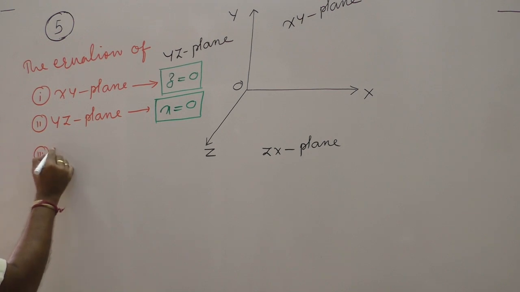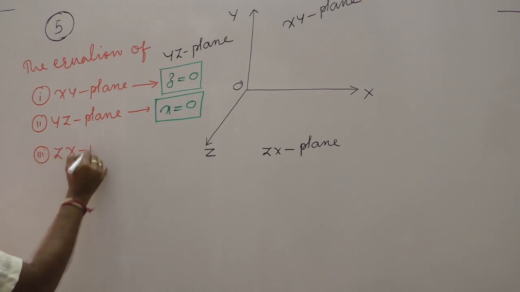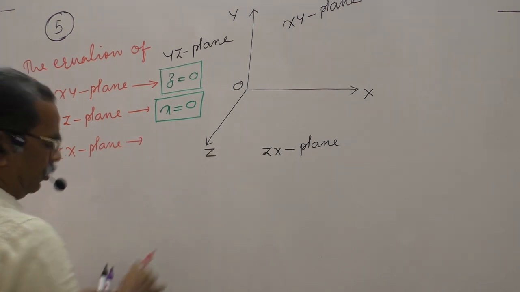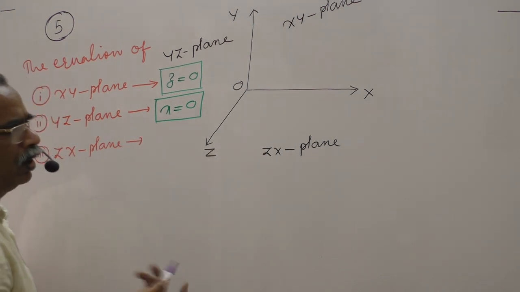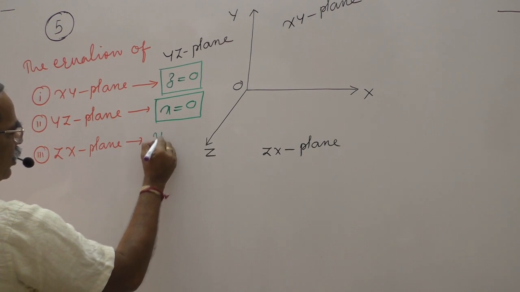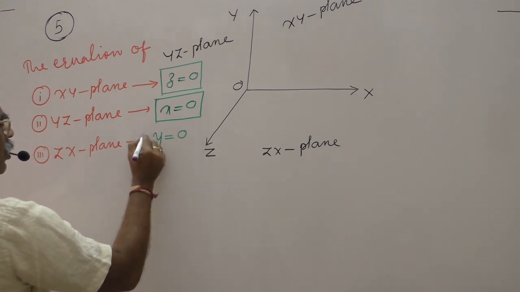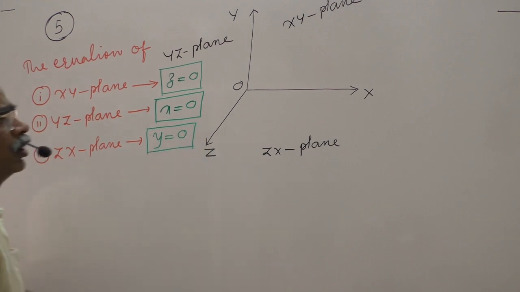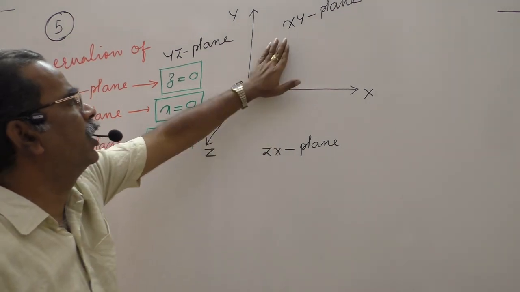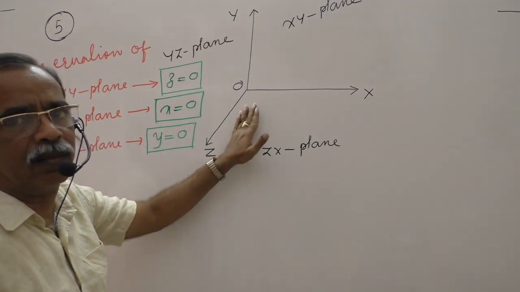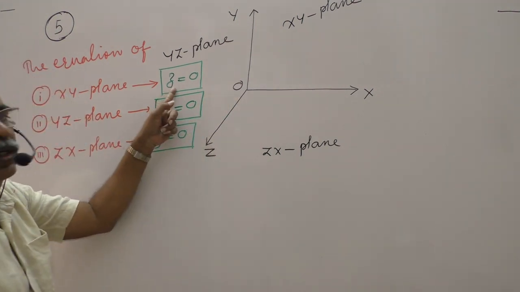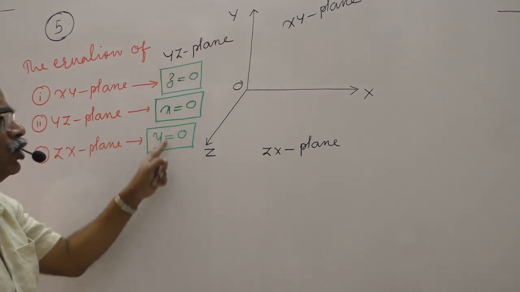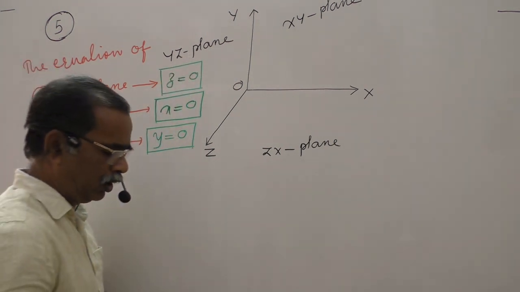Similarly, next, number 3, the equation of the zx plane. What is the equation of the zx plane? The points will contain only x and z, no y terms. Therefore, y is equal to 0. So these are the three standard planes: xy plane, yz plane, zx plane. Their equations are respectively z equal to 0, x equal to 0 and y equal to 0.